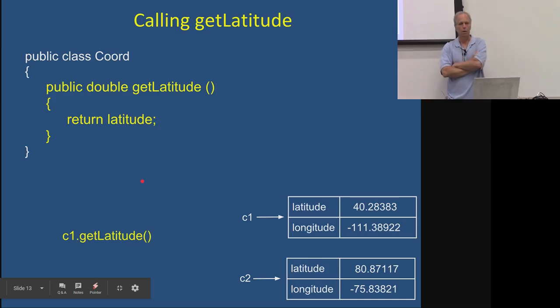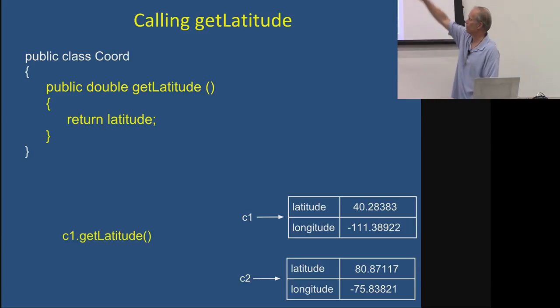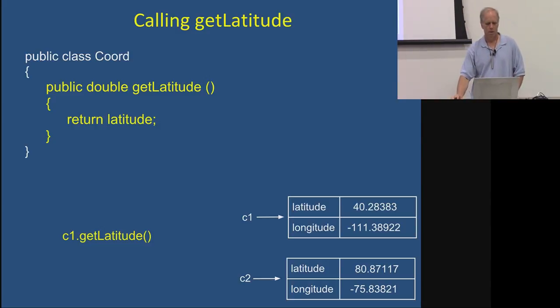So here's where we are. In memory, we have C1 and C2. We're doing C1.getLatitude. And what getLatitude does, you see the code up there, it just returns latitude. But which latitude does it return? There's that one, there's that one, and if we've been busy, there could be a million more. How does that poor method know which latitude to return? You're calling it on C1? Okay, he said we're calling it on C1, and that's crucial.